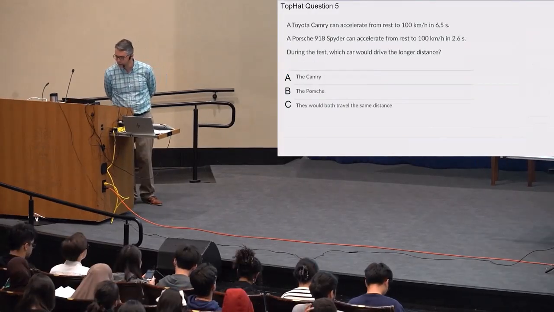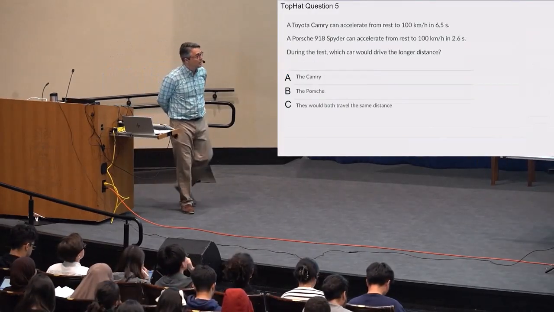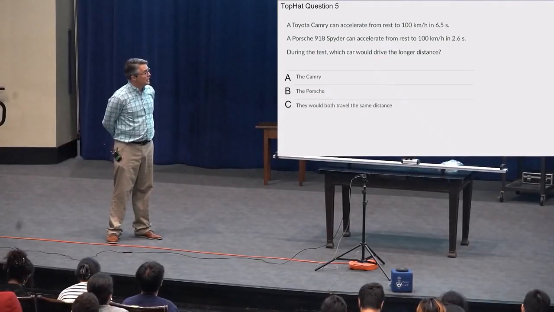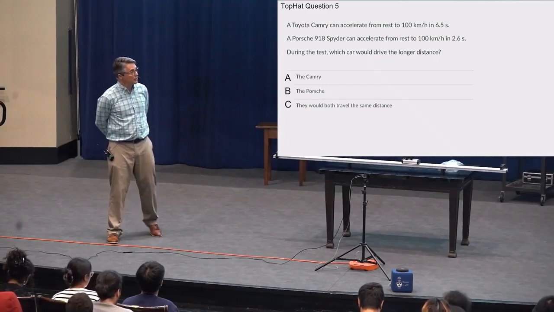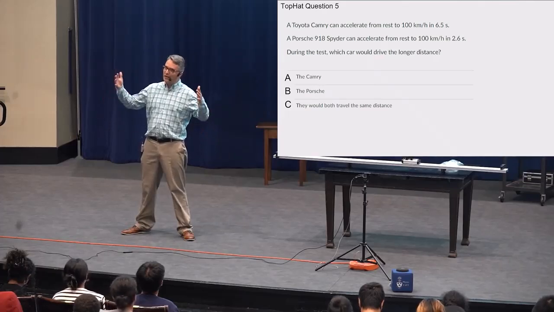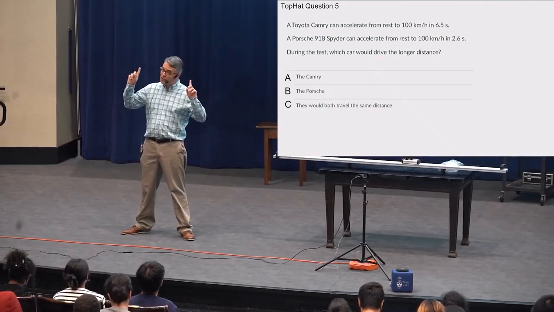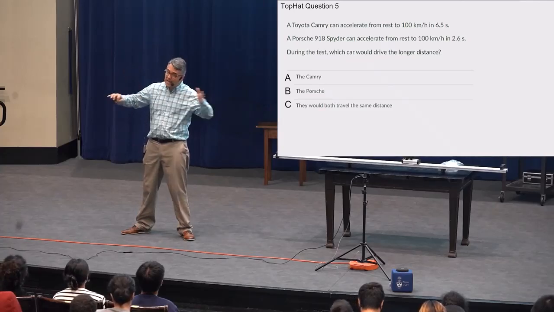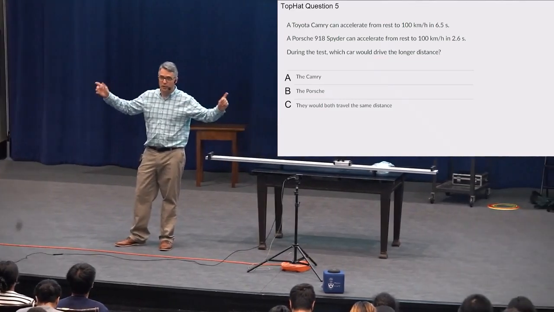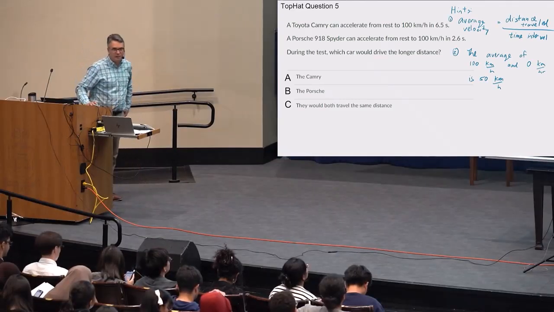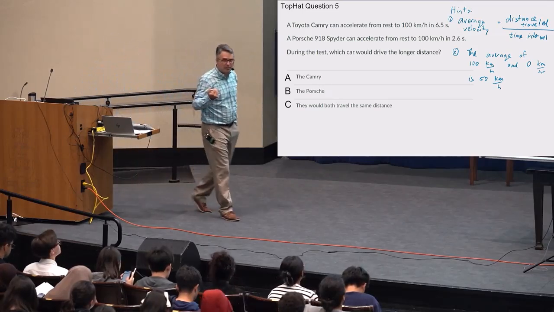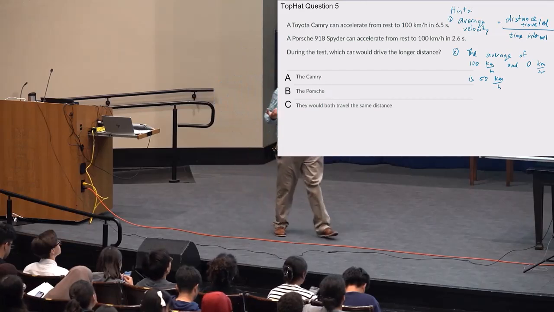A Toyota Camry can accelerate from rest to 100 kilometers per hour in 6.5 seconds. I looked that up. A Porsche 918 Spyder can accelerate from rest to 100 kilometers per hour in 2.6 seconds. So you have to imagine they must have tested this on a track. So the question is, during that test of going from 0 to 100, which car drove the longer distance? While you're working on it, two hints are that the average velocity is the distance traveled divided by the time interval, and also the average of 0 and 100 is 50.